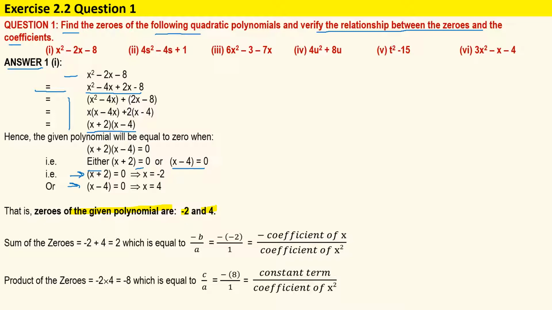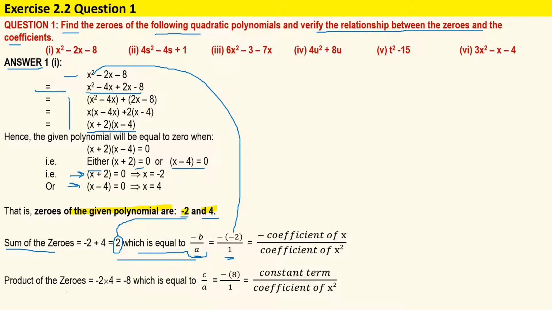So now let's verify that the relationship between the coefficients is as what we know. First let's see the sum of the zeros. We have already found the zeros as −2 and 4. So the sum will be equal to 2, which indeed is equal to −b/a, because the b in the given polynomial is −2 and −b/a is equal to −(−2)/1, which is equal to 2. Hence we have verified this relationship.